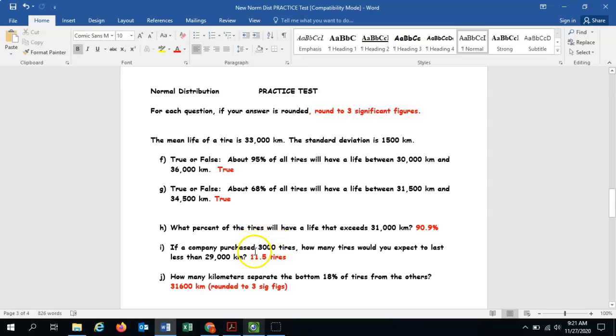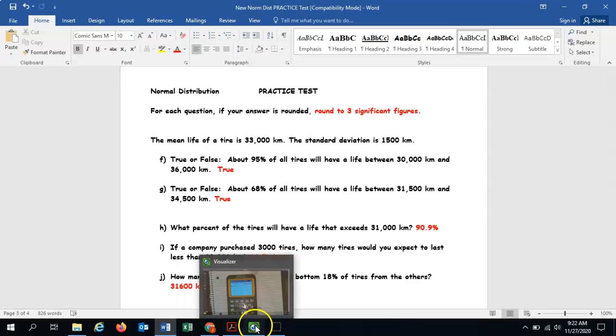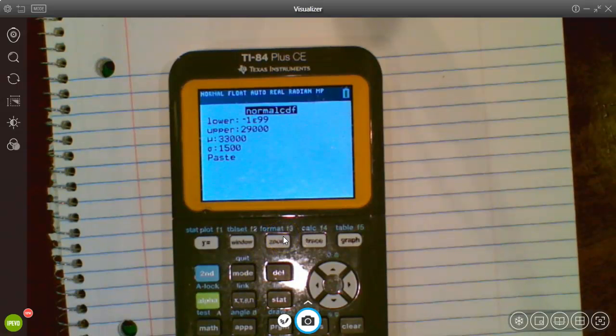Now we have the expected number question, so they're going to purchase 3,000 tires, which means we have to find the percent and then multiply our percent times 3,000. So how many would last less than 29,000? So that means I'm going back into distribution, normal distribution. Less than 29,000 means I'm going from negative infinity up to 29,000. My mean and my standard deviation are not going to change for this. So here's what I'm putting into my calculator.